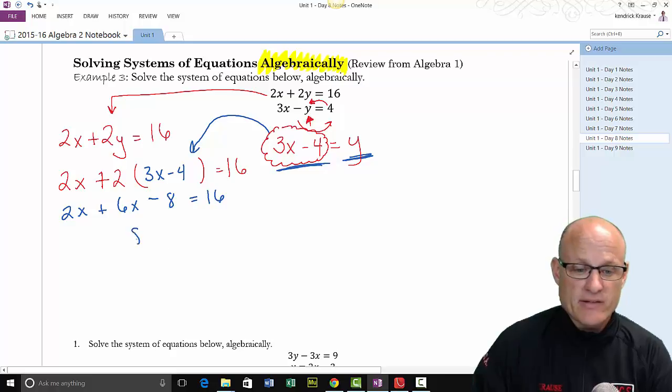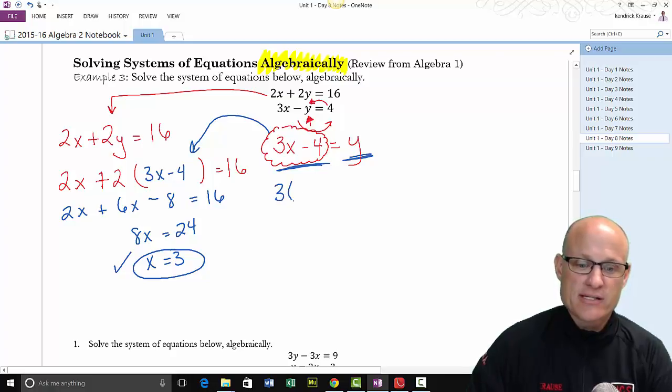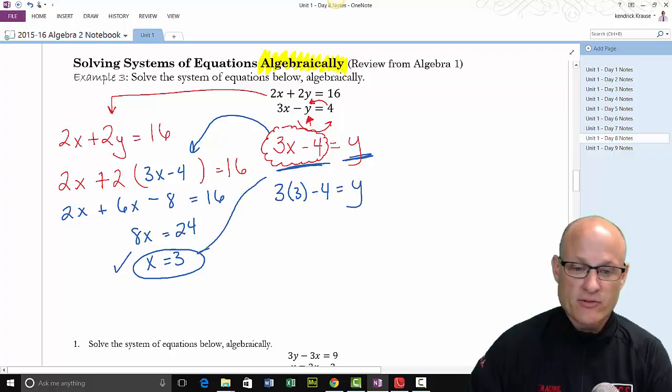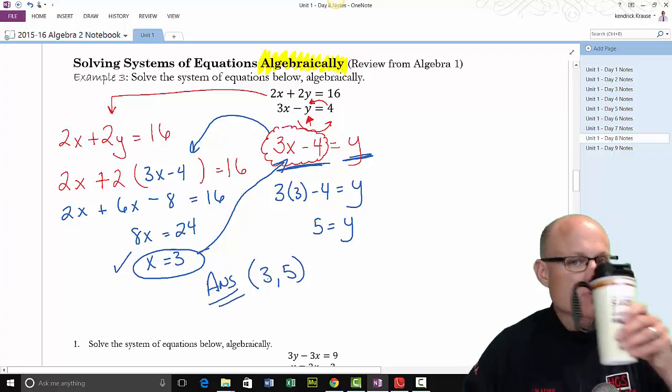And do a little fun stuff. I'm going to combine these x's, 8x, and move the 8 over all at one time. And I get x is equal to 3 by dividing. But that's not good enough. Points of intersection have an x and a y. So I'll come over here and say, okay, 3 times 3 minus 4 is equal to y. I'm going to take this 3 and plug it into this equation. Well, that's 9 minus 4, so y is equal to 5. So it appears as if my answer is 3, 5. There's my answer, clearly delineated or shown.